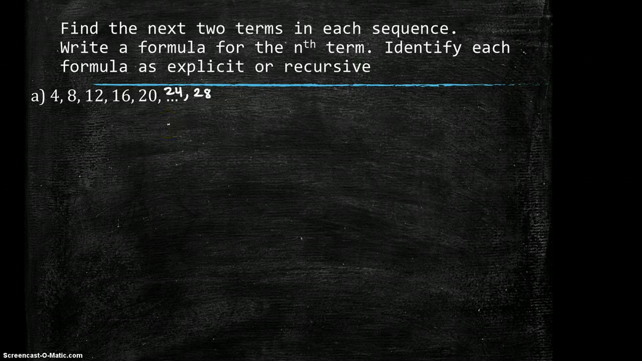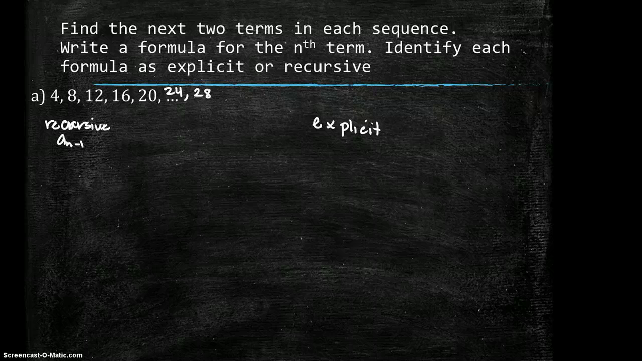Looking for patterns there. Then they would like for me to write a formula for the nth term and identify it as explicit and recursive. Now you have a choice at this point, and you can do recursive, which is where you're looking for the a sub n minus 1, or you could do explicit. I'm going to show both. You pick which one you'd like to do, press pause, and then I'll show you the answer. You can check to see if you are correct. But pick one when you do your homework, and then check to make sure it's right.